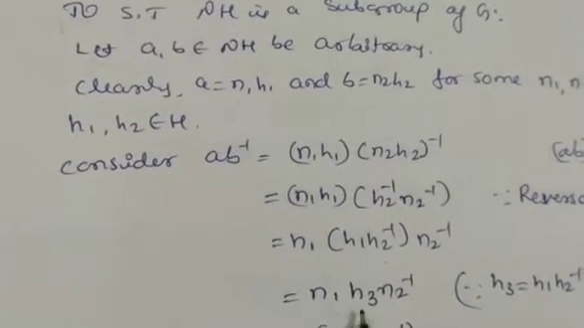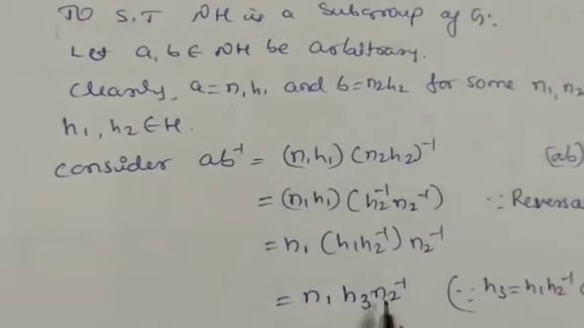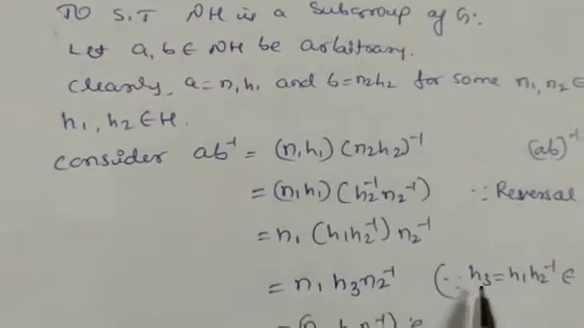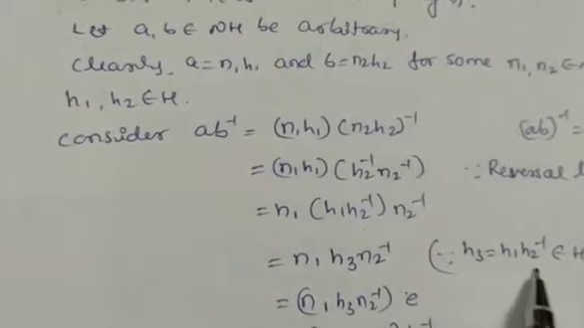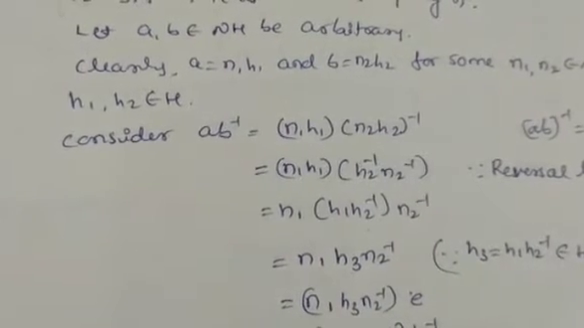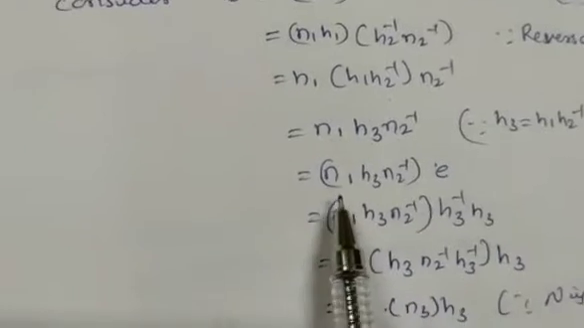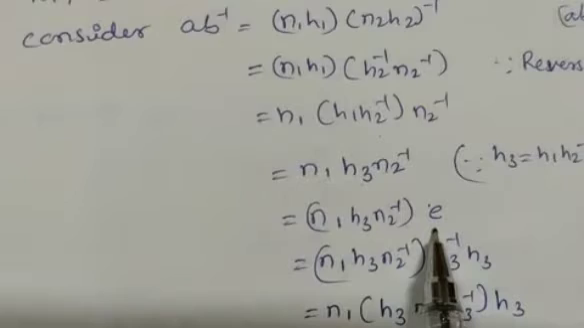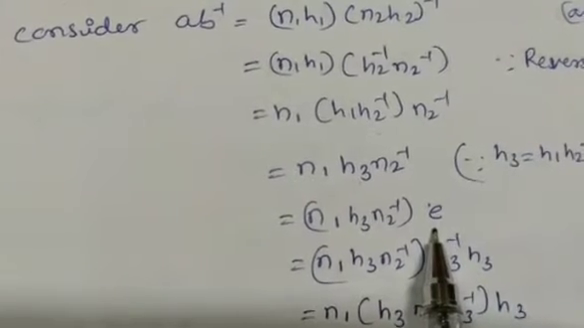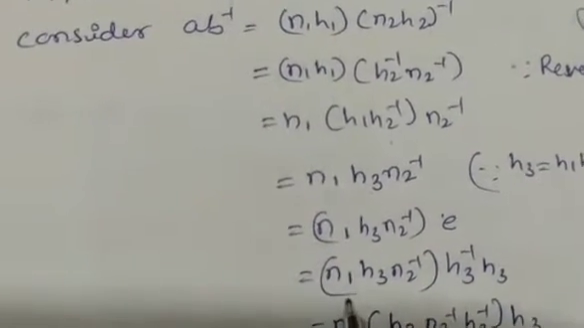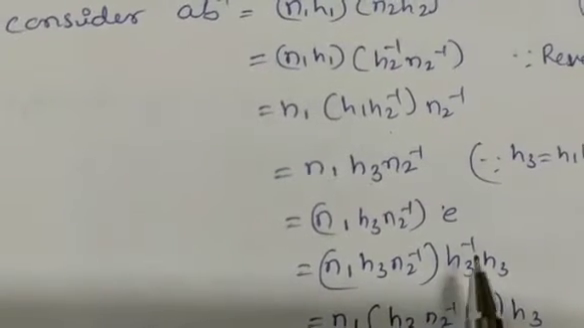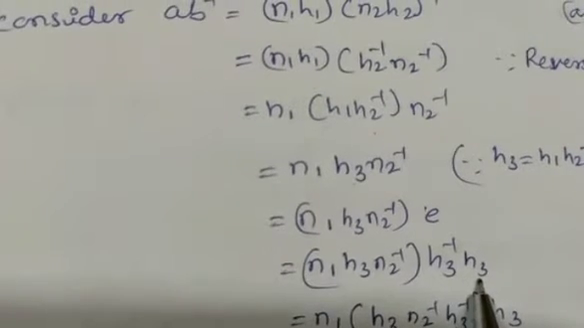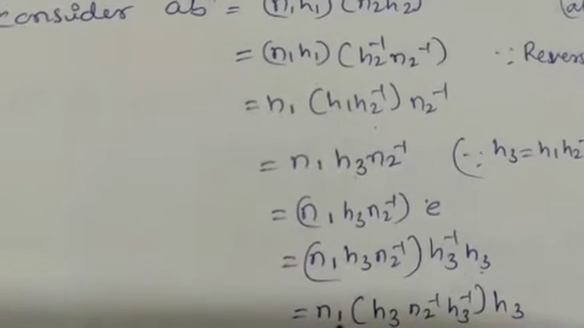This is equal to n1. Here h1 h2 inverse is nothing but, we can take this one as h3, times n2 inverse, because h3 is h1 h2 inverse, which belongs to H as h1 and h2 are elements of H. So this is n1 h3 n2 inverse. We can take it times e because e is the identity element, so e times anything is the same element. So n1 h3 n2 inverse times this e is nothing but h3 inverse times h3, because a inverse times a is e, the identity element.